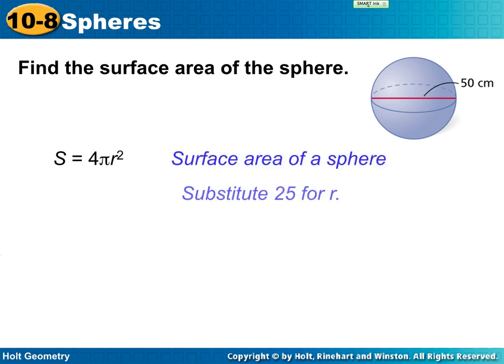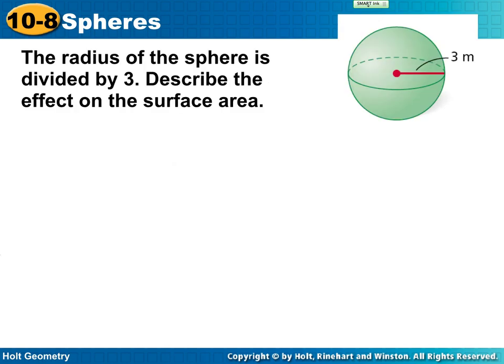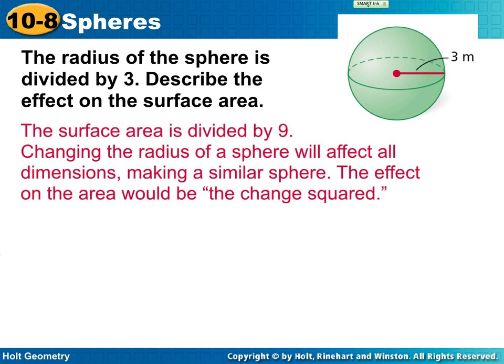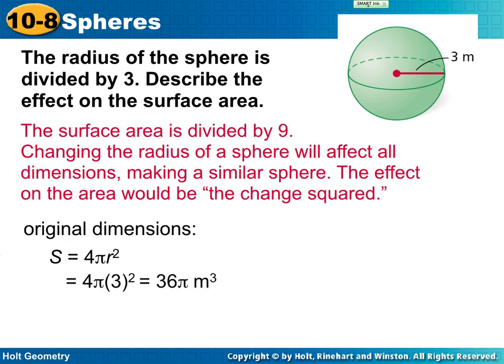Okay, let's look at a combination shape. And what happens if you divide the radius by 3? If you divide the radius by 3, what's going to happen to the surface area? Okay, so it's going to be divided by 9. And again, I calculated just to show you.